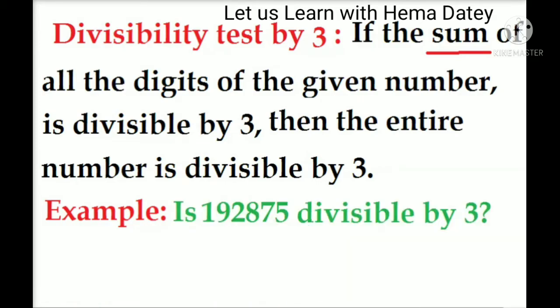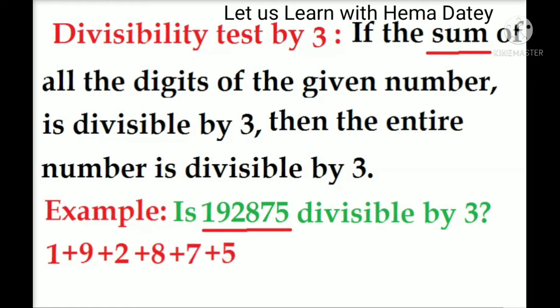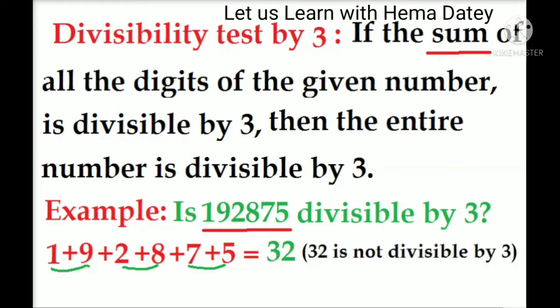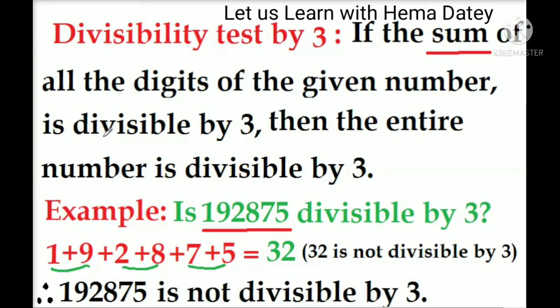Is 192875 divisible by 3? We will add 1 plus 9 plus 2 plus 8 plus 7 plus 5 is equal to. For quick answer, we will use associative property of addition. We will add 1 plus 9, 2 plus 8 and 7 plus 5. It will give us 10 plus 10 plus 12 means 32, which is not divisible by 3. Therefore, 192875 is not divisible by 3.